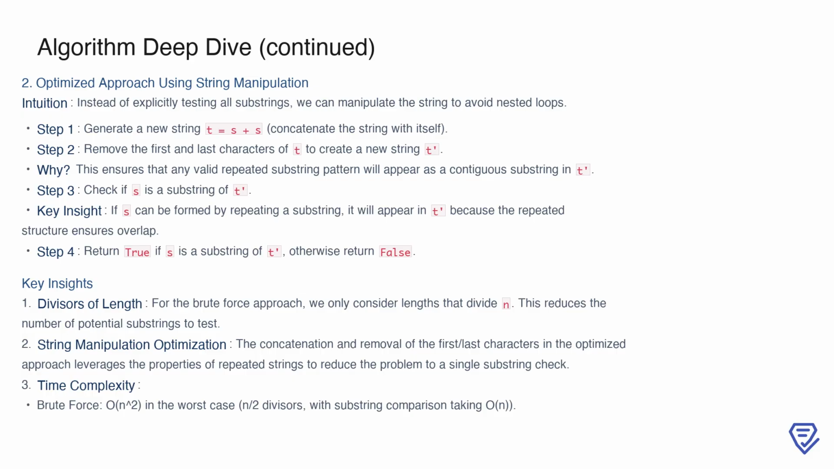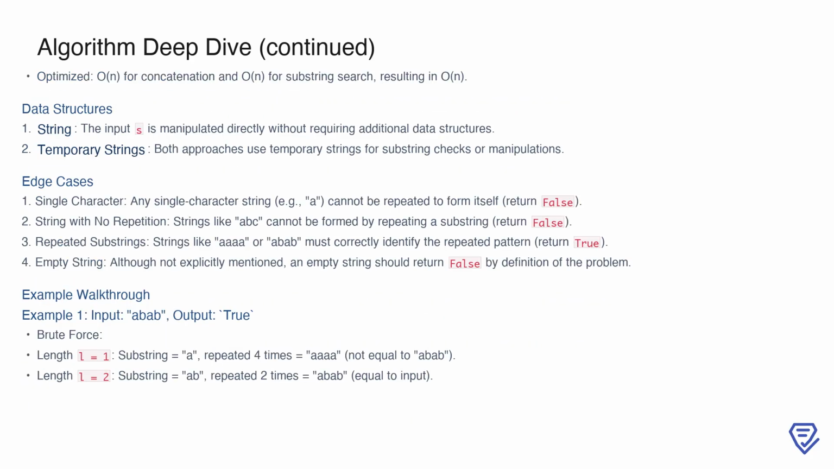In terms of computational complexity, the brute force approach can take up to O(n²) in the worst case, but this optimized method reduces it to O(n), as it relies on efficient string operations. The optimized approach achieves its efficiency by leveraging string concatenation and substring search, both of which operate in linear time. This results in an overall time complexity of O(n). Additionally, this method manipulates the input string directly without requiring any additional data structures. Temporary strings are used in both approaches, but the optimized method avoids unnecessary computations.